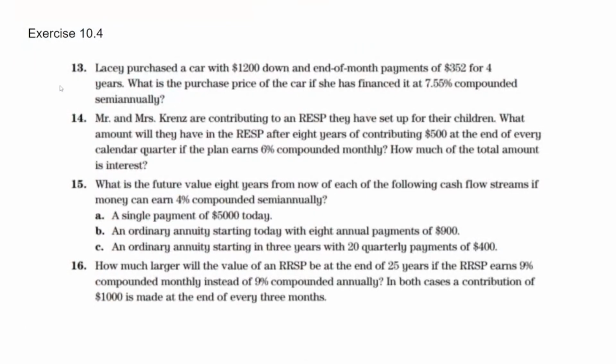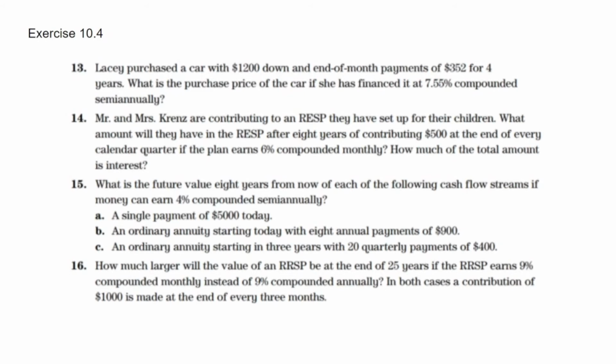I want to take a look at number 13. Lacey purchased a car with $1,200 down, and at the end of the month, payments of $352 for 4 years. What is the purchase price of the car if she has financed it at 7.55% compounded semi-annually? So what we're looking for here is the original price. She's paying $1,200 down and monthly payments of $352 for 4 years.